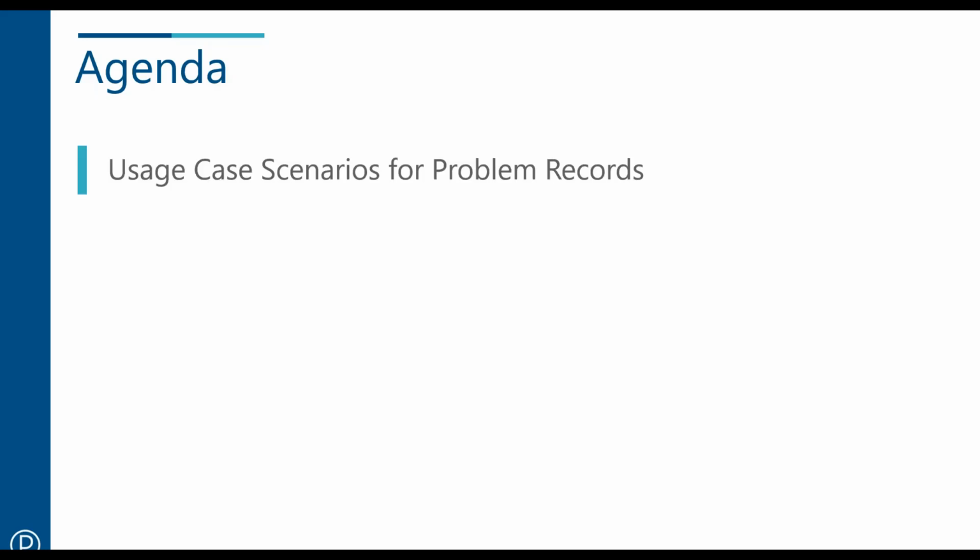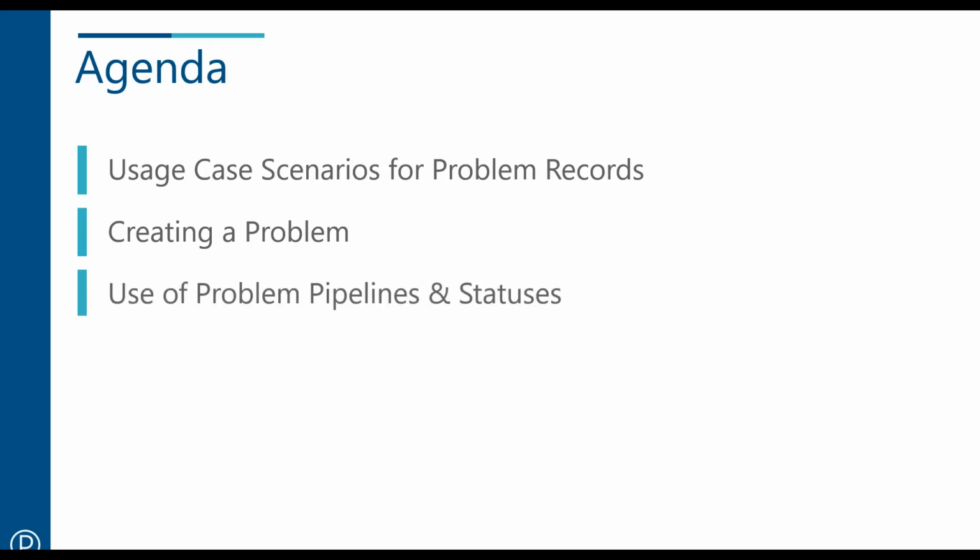So as mentioned before, this session will be focusing on using the CRM for your customer services team. We'll be starting off by looking at some use case scenarios for when problem records could be used to assist the customer services team. We'll then be taking a look at how you can create and log customer queries using the CRM problem records. Next, we'll take a look at problem pipelines and how to use these to help ensure the customer query is resolved.